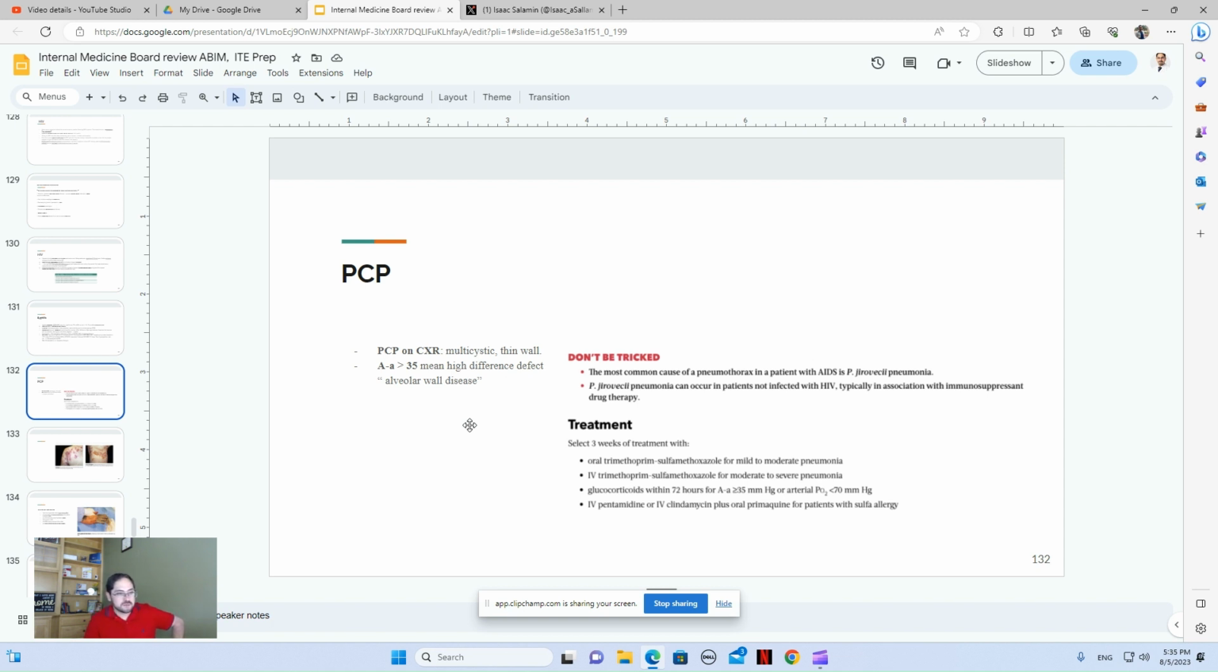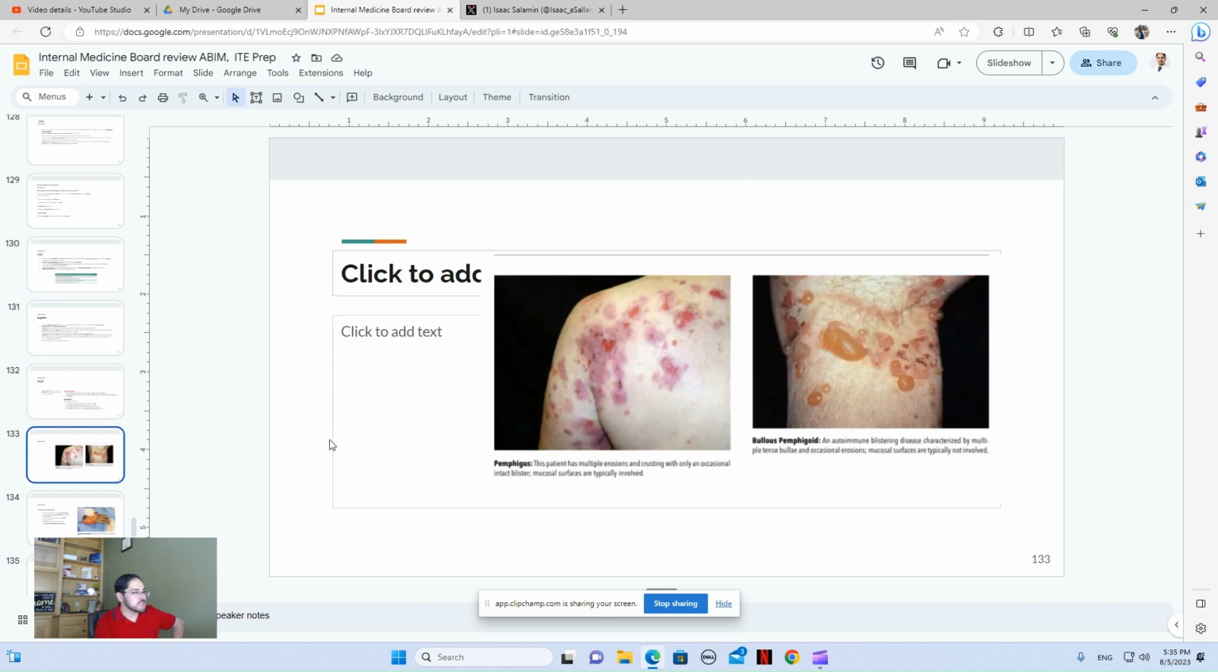Prophylaxis is different from the treatment. In the treatment, you have three options: IV trimethoprim-sulfamethoxazole, or IV pentamidine, or oral primaquine with clindamycin. You need to know that, and that's also common in the questions.